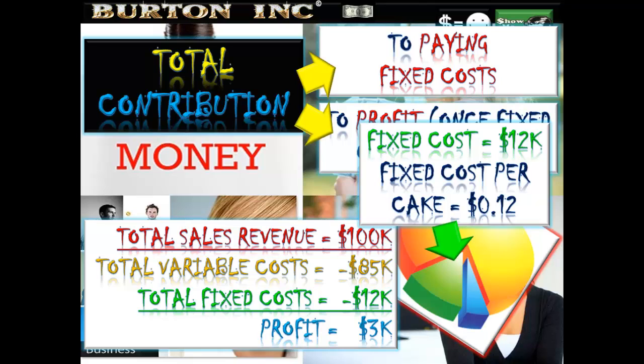Fixed costs of $12,000. This is the rent, insurance, very low paid CEO. Fixed cost per cake, 12 cents.